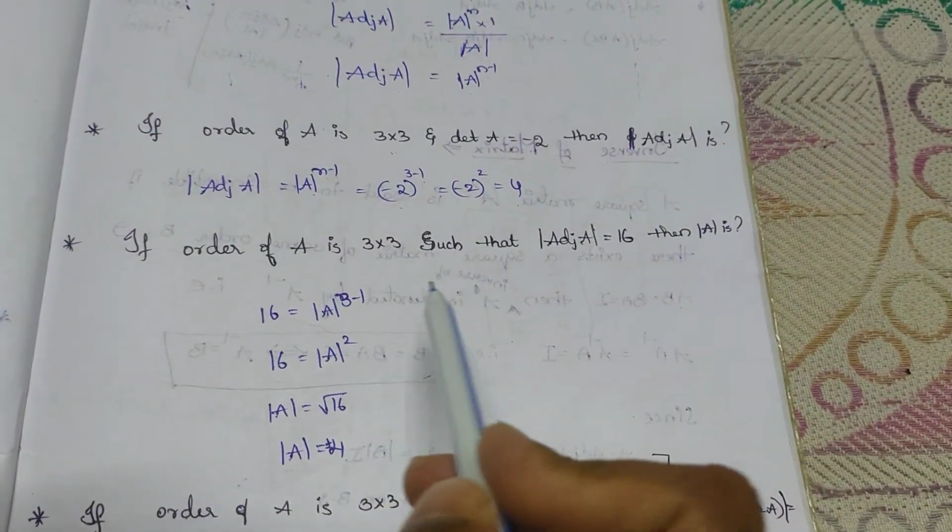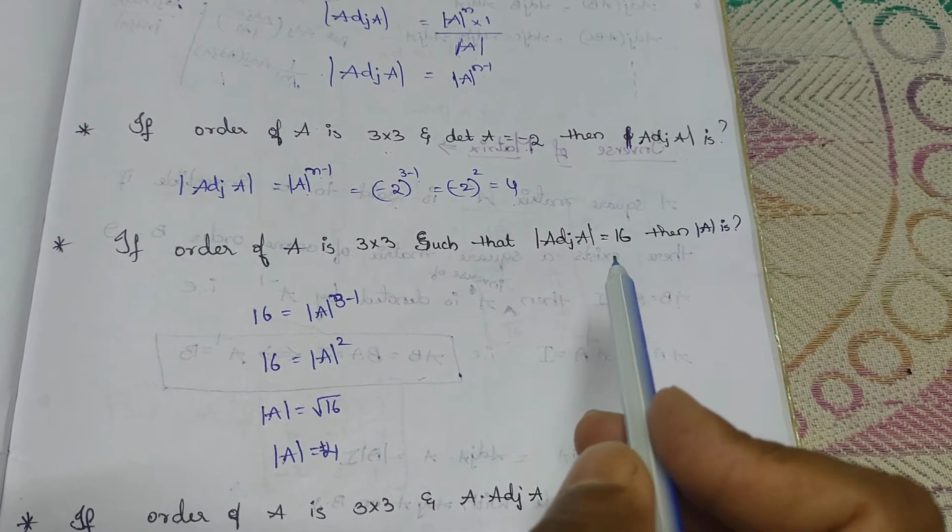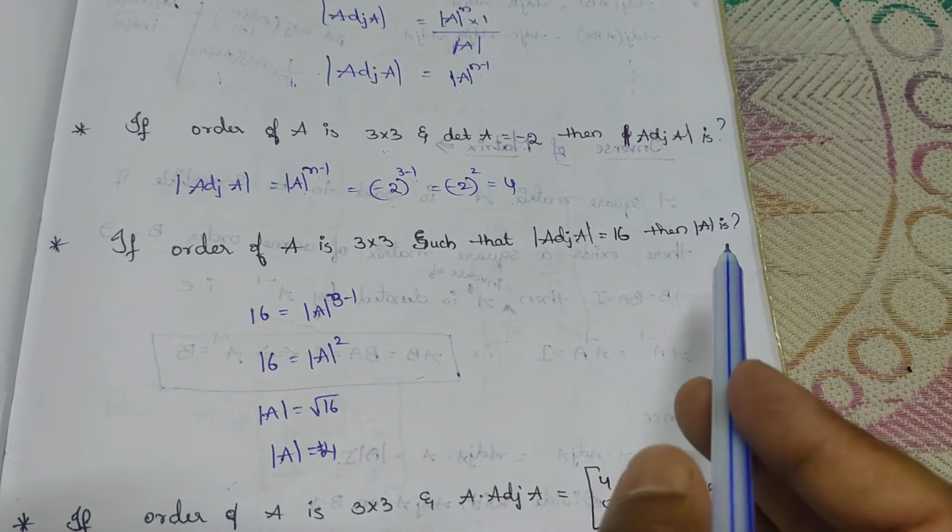If order of A is 3 by 3 such that determinant of adjoint of A is equal to 16, then det A is.